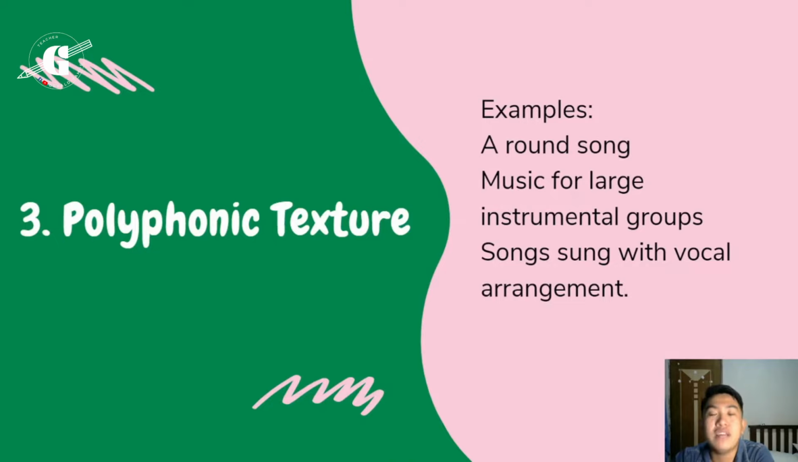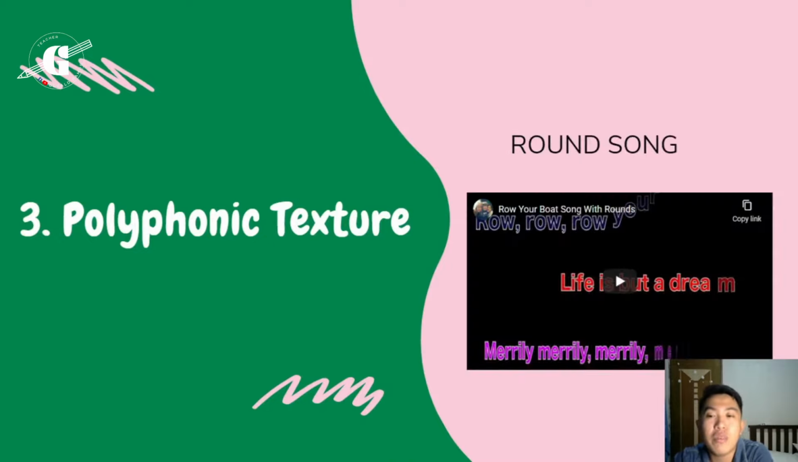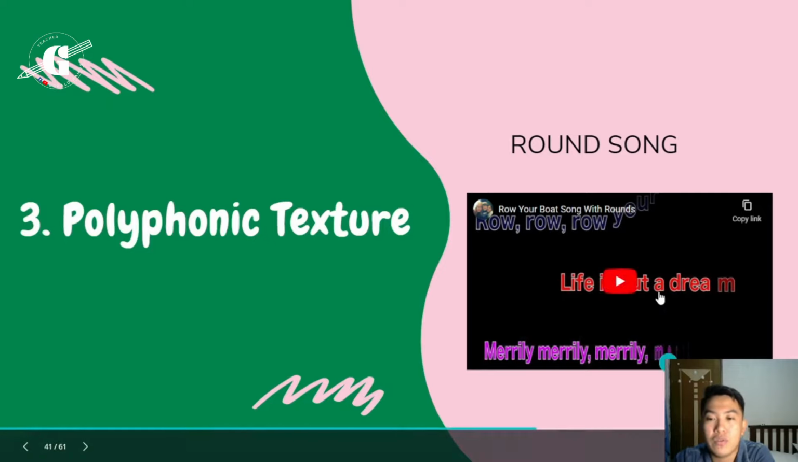Okay. So an example is what we call a round song, music for large instrument groups, songs sang with vocal arrangements. So I will be sharing with you a round song.